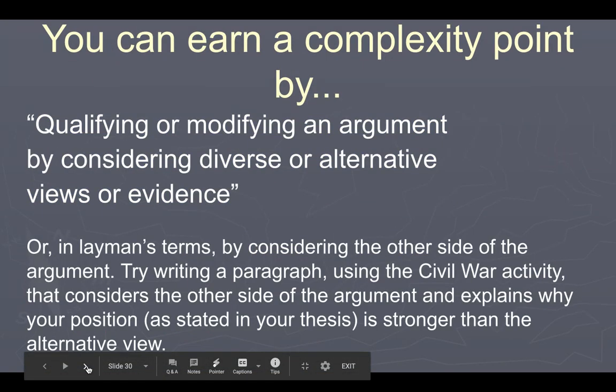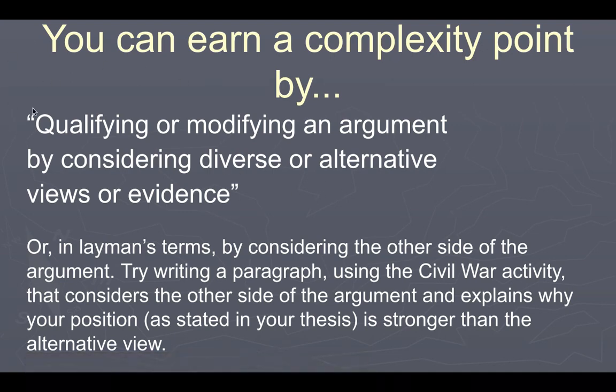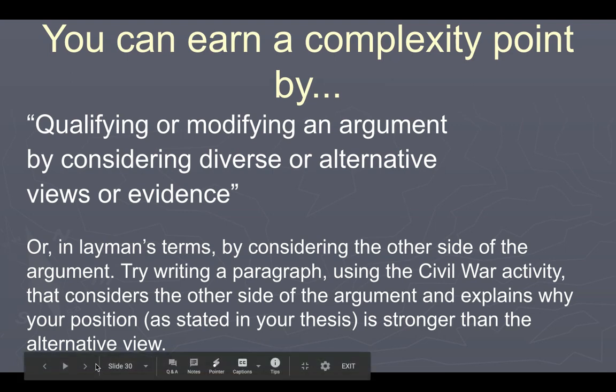So how do I do this complexity point? The thing to remember is that the prompt was asking you to evaluate to what extent. And so really you earn a complexity point one way by qualifying or modifying an argument by considering diverse or alternative views or evidence. In layman's terms, by considering the other side of the argument. So I want to try writing a paragraph using the Civil War activity that considers the other side of the argument and explains why your position, as stated in your thesis, is stronger than the alternative view.